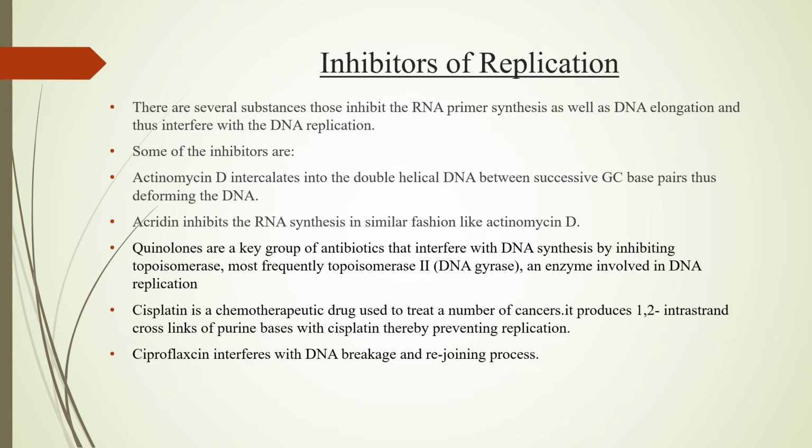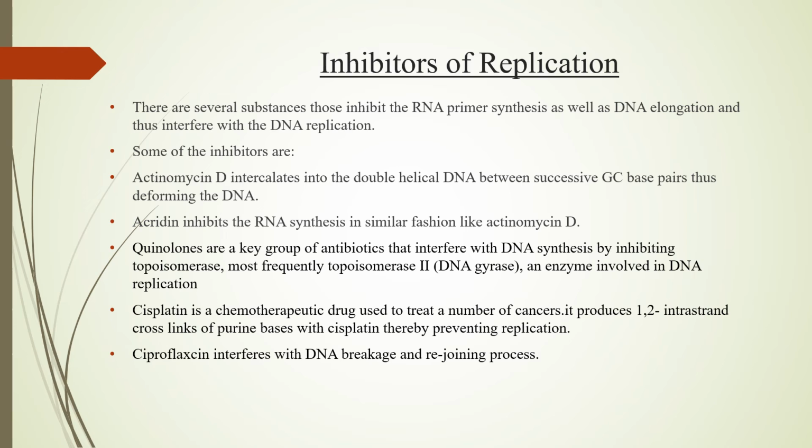Now we will be talking about the inhibitors of replication. There are several substances which inhibit the RNA primer synthesis as well as the DNA elongation and thus interfere with the DNA replication. Inhibition of replication also prevents cell division. The inhibitors of eukaryotic replication can be used as anti-cancer drugs, and there are many substances which can be used as inhibitors of replication.